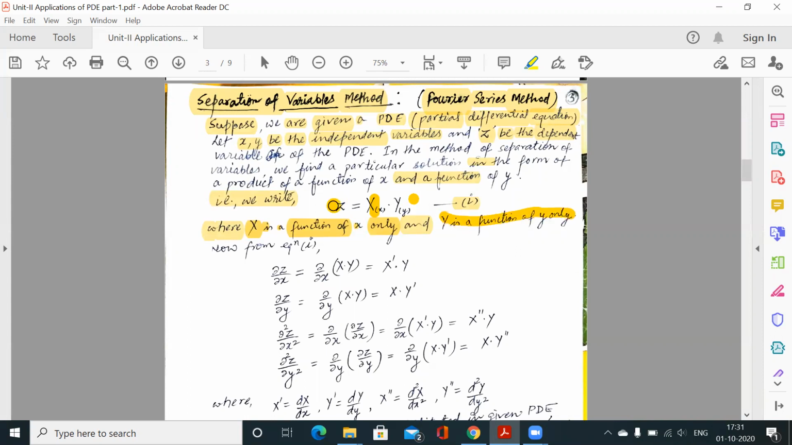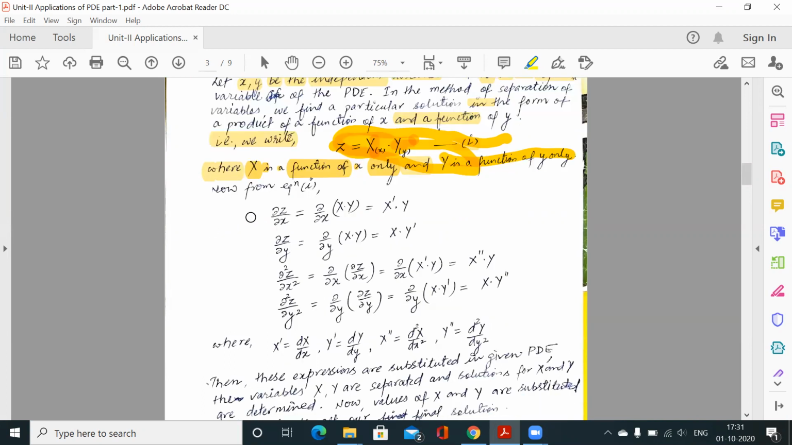So this is the first step, the common step in all the equations. Z, the dependent variable, is equal to the product of two functions, where capital X is a function of x only and capital Y is a function of y only. Now we have assumed that this is our solution, so it must satisfy the given differential equation. The given differential equation would contain derivatives, so we have to substitute this solution in the given PDE.